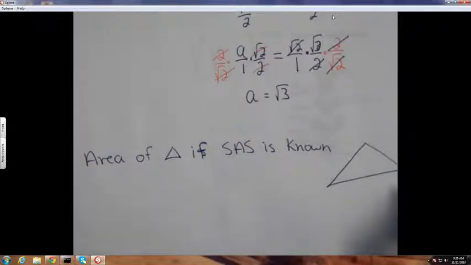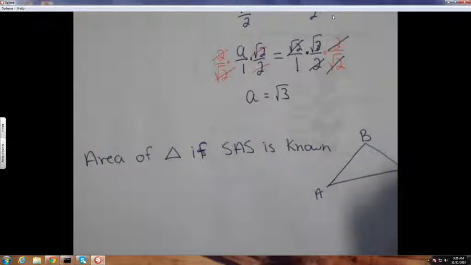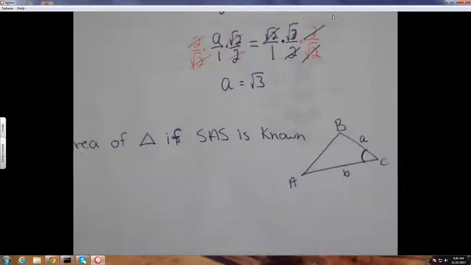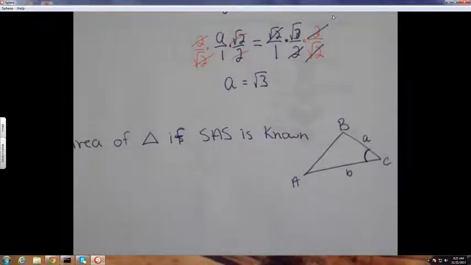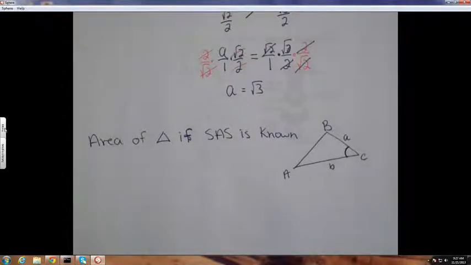If you've got two sides and the included angle, let's say we've got little a, little b, and we've got angle C. Okay, doesn't quite fit on there, does it? I'm going to zoom that out a little bit. There we go. That's better. So if you know those three parts, it's a simple plug-and-chug formula.